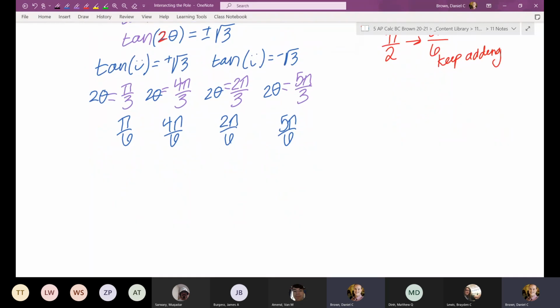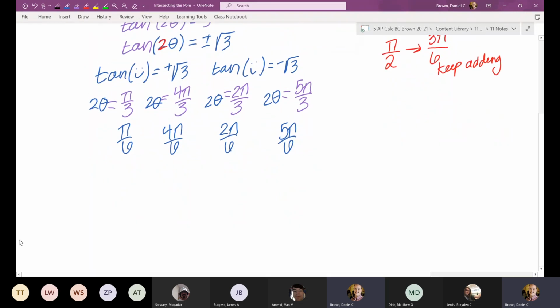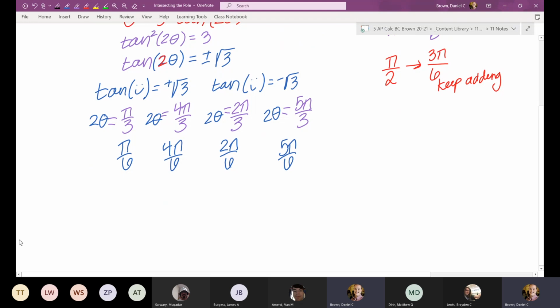I have pi over 6, plus the period is going to give me 4 pi over 6. That's already a solution, so I'm not going to include it. 4 pi over 6 plus the period, that would be 7 pi over 6. I can keep going, plus another 3, 10 pi over 6. And again, I can reduce these. Not going to add it again, because the next one's going to be 13 pi over 6, which is over 12 pi over 6, which is over 2 pi. So far we have 1, 2, 3, 4, 5, 6 answers.